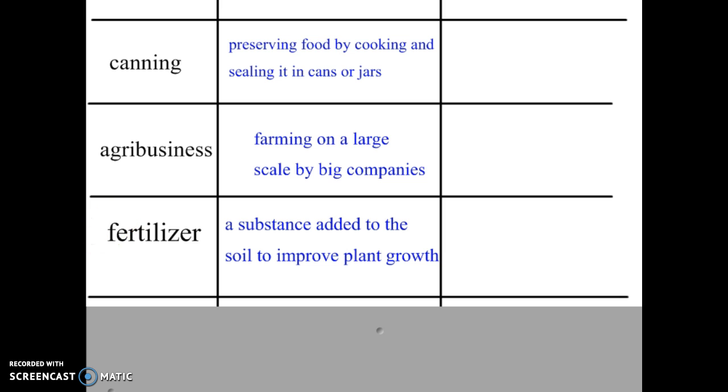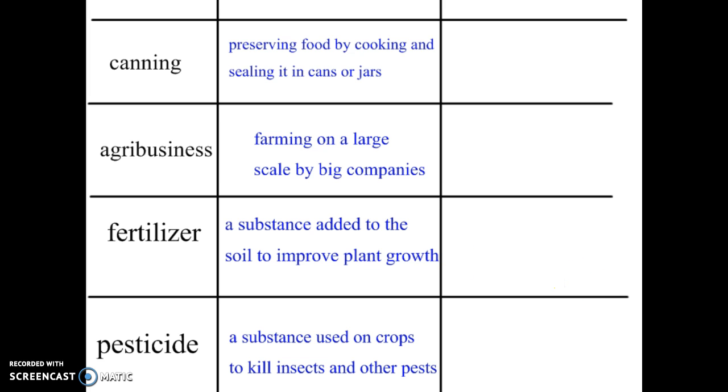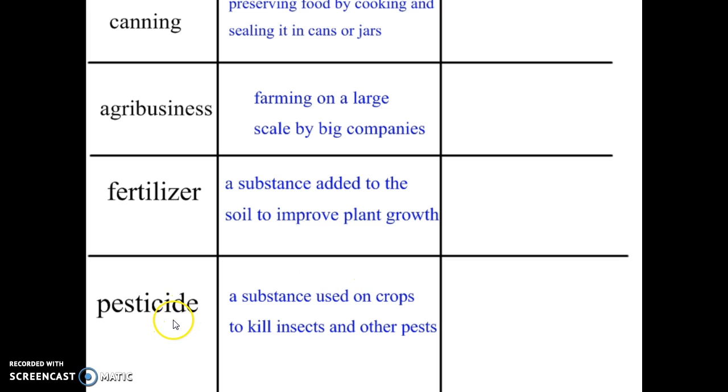Fertilizer. So think about the word fertile from the other side, how it meant able to grow good crops. Well, fertilizer is a substance added to the soil to improve plant growth. I bet you know that maybe from your own yard. And last word, kind of almost an opposite, pesticide, a substance used on crops to kill insects and other pests. You hear a lot of negative stuff about this today in the news, but it's a kind of fact of life for farmers. To be able to grow anything, they have to use some kind of pesticide sometimes to kill off insects or other kinds of pests.